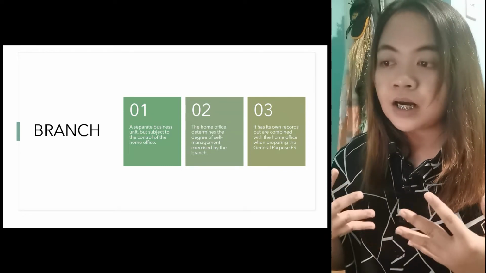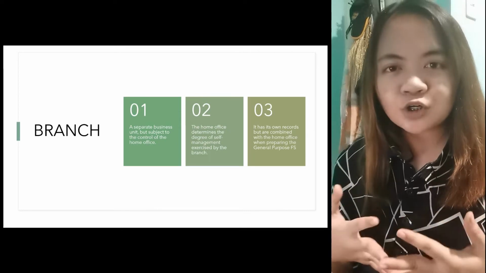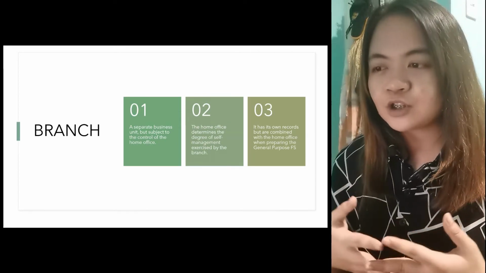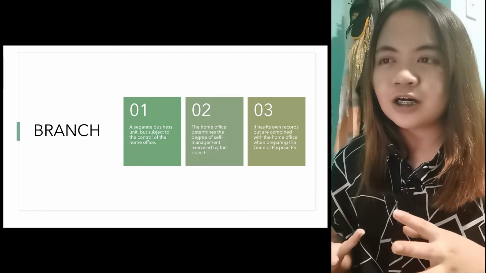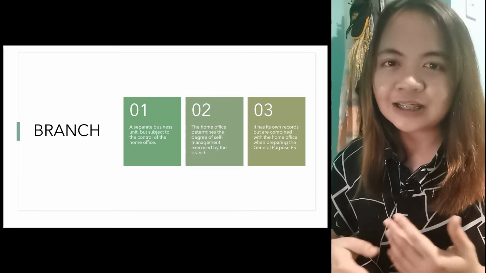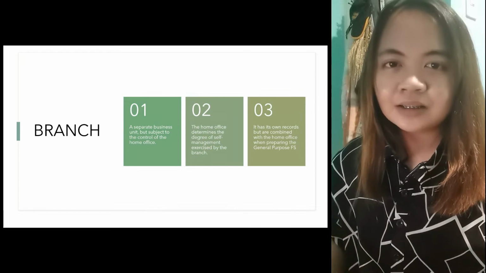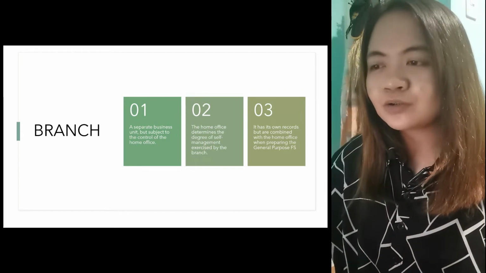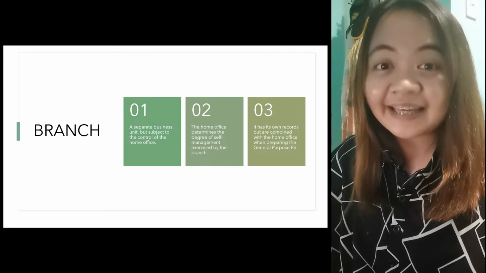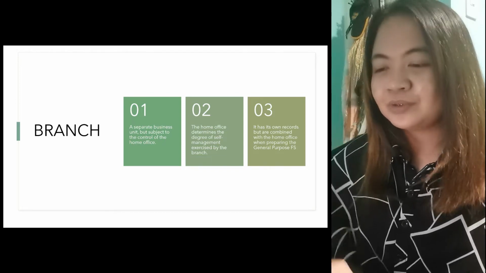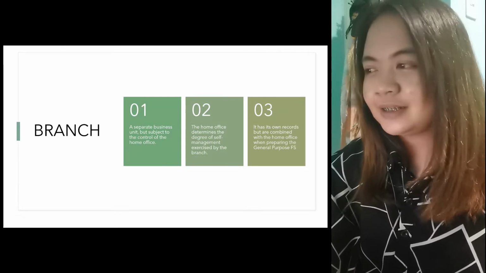Kasi, combination of the accounts of the branch and then the home office and then yung inter-branch, intercompany transaction, tatanggalin natin because it does not reflect the true profit, the true operations of the whole entity. So, yun yung gagawin natin mamaya.